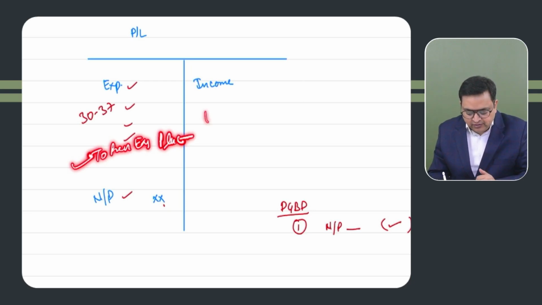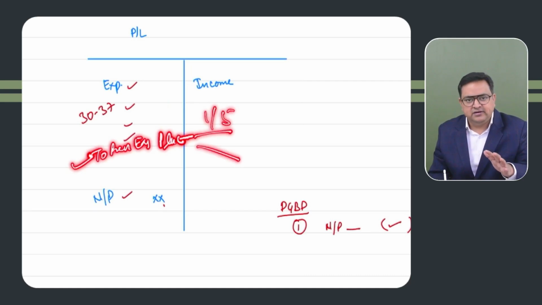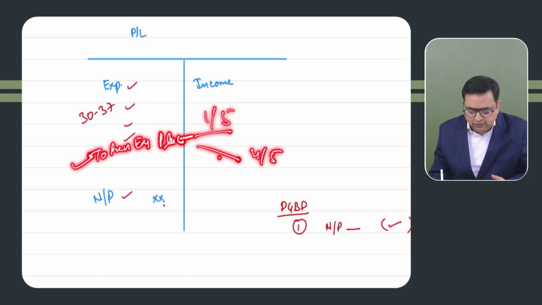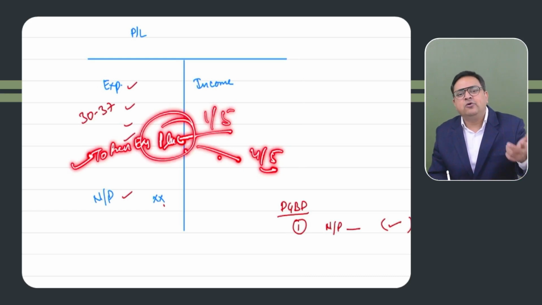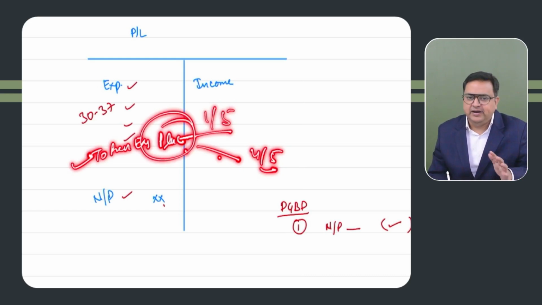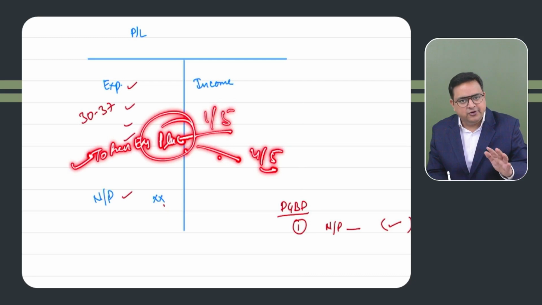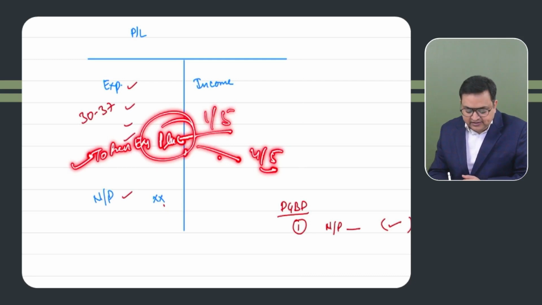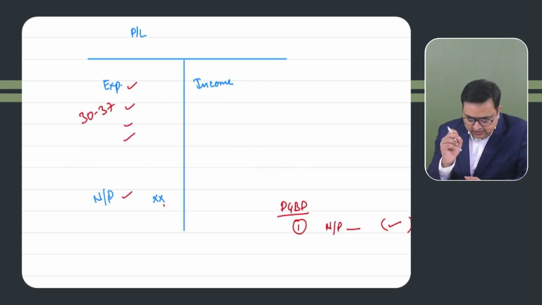So what you have to do, only 1/5 would be allowed here. The remaining 4/5 will not be allowed in this year. They will be allowed in some other years, next years, but not in this year. So you have to just disallow 4/5 out of it. 4/5 would be 80,000 in this case. So only 20,000 would be allowed. 80,000 would not be allowed. Got it?